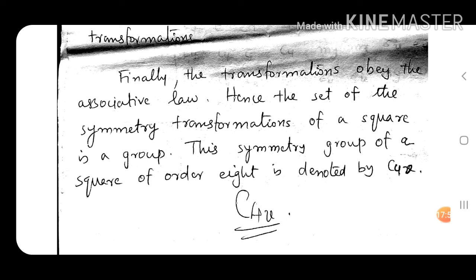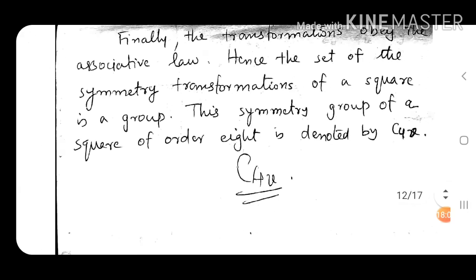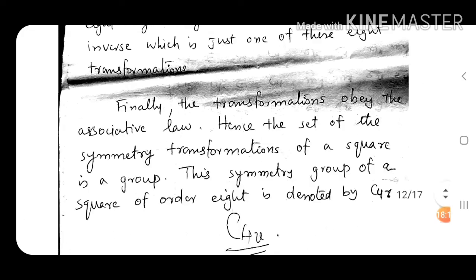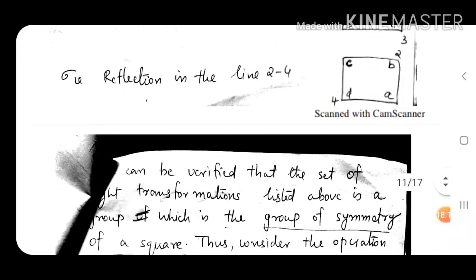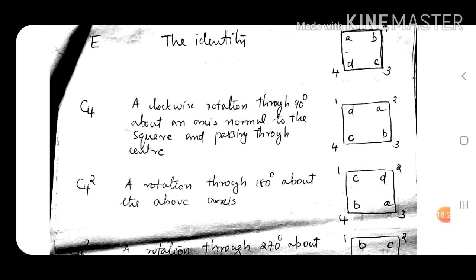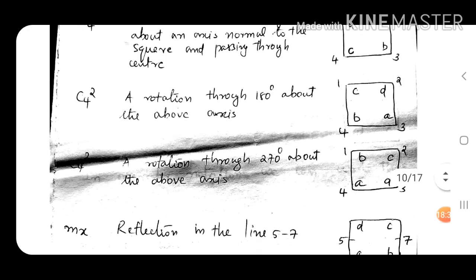We have all the elements that we need for it to be a group. It satisfies all the 4 properties. And this symmetry group of a square of order 8 is denoted by C4V. So we have seen an example where a square actually has 8 symmetry transformations, one of which is the identity transformation. So these 8 symmetry transformations actually form a group. Okay, this is a very important thing to us all.